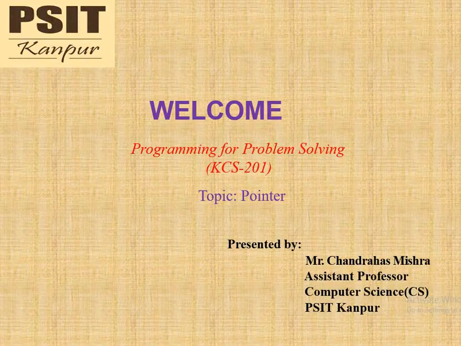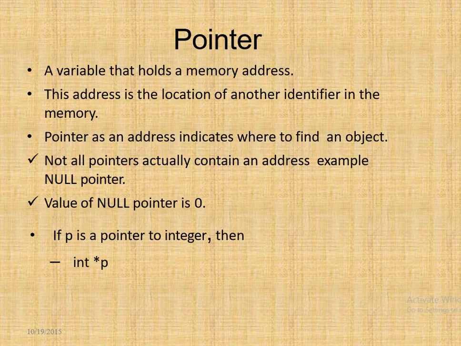So I am going to discuss pointers. A pointer is a variable that holds a memory address, a memory location. It means a pointer is a variable that can hold the address of any identifier, that is, a variable or function. This address is the location of another identifier in the memory. A pointer, as an address, indicates where to find an object.